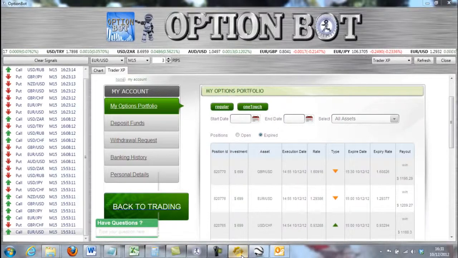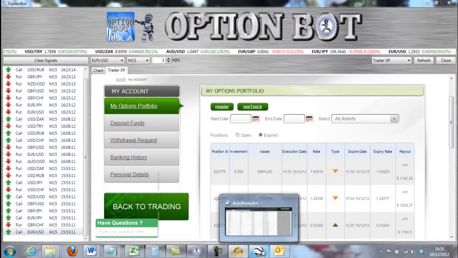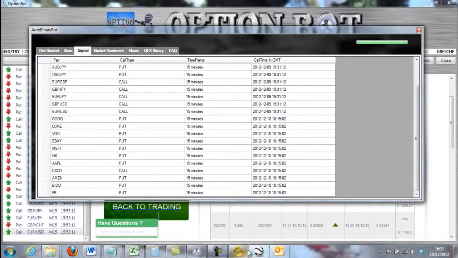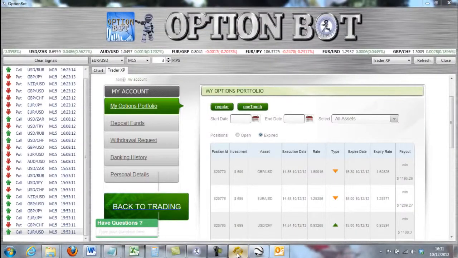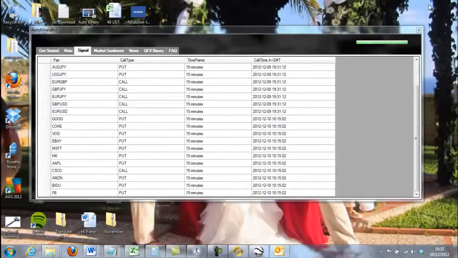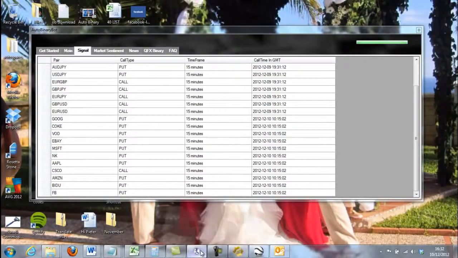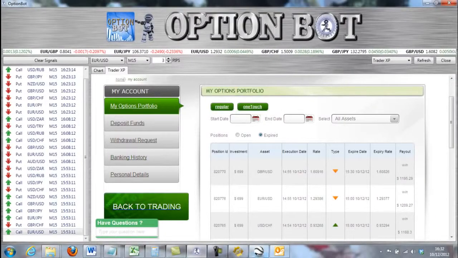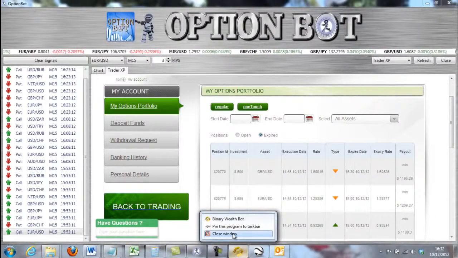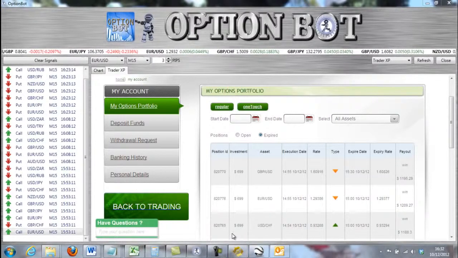Now I haven't had much luck with Binary Wealth Bot. I'm clicking the tab now at the bottom. It just doesn't seem to be doing anything at all. Okay, yeah, no, that's completely died. I don't think I'll be placing any trades on that anymore. I'm going to close this window. It doesn't work. I won't be placing any trades at all. I don't really want to trust my money there.